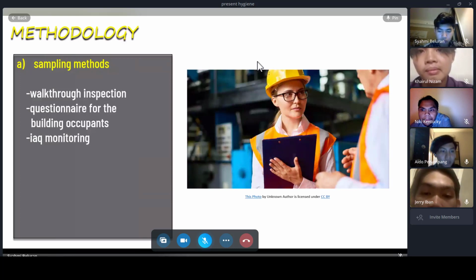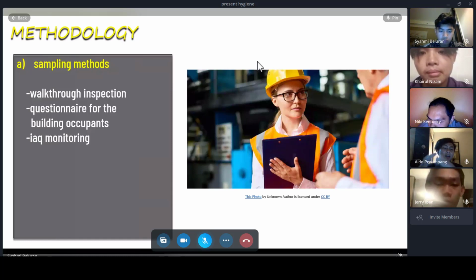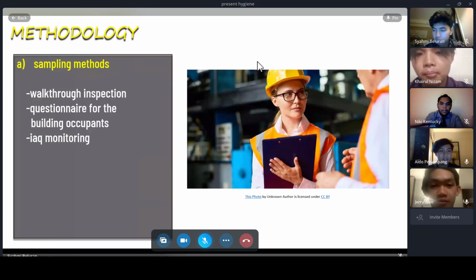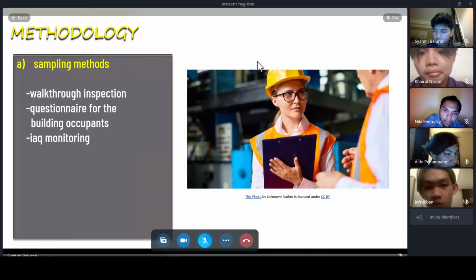The next one is the questionnaire for the building occupants. It is a wonderful technique to learn more about building occupants' opinions and experience with indoor air quality, by creating an indoor air quality questionnaire that asks them whether their workplace is comfortable or not, or whether it is in a bad condition. That is the purpose of the questionnaire for the building occupants.